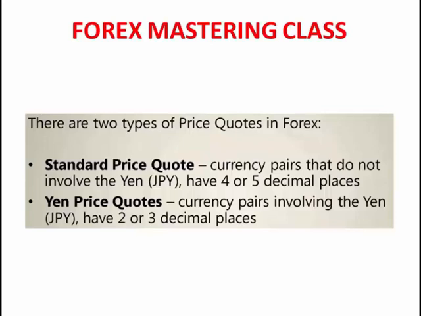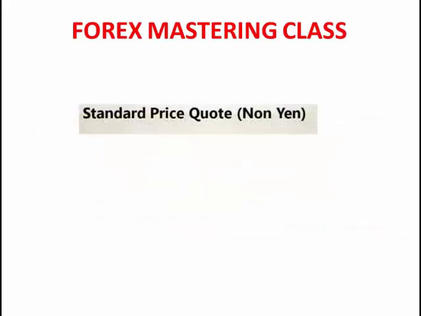We have the yen quotes. Currency pairs involving the yen have 2 or 3 decimal places. In forex, you have currency pairs that are 4-5 decimal places. They are 4-5 in the sense that some brokers use 4, while some use 5. But majorly now, the brokers we have use 5, while yen price quotes are about 2 and 3. Some brokers still use 2, but the major brokers now use 3.